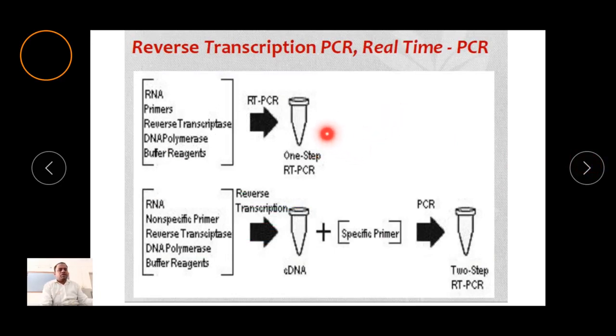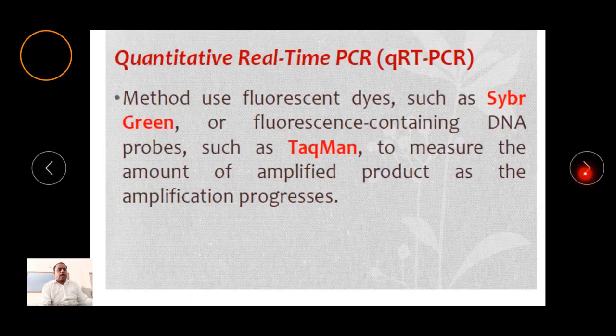Here you can see the first step of RT-PCR, where RNA, primers, and reverse transcriptase enzyme are added, and the mRNA is converted into cDNA. After the conversion of mRNA into cDNA, PCR is performed on it, and after the PCR, the cDNA product is analyzed on the agarose gel.